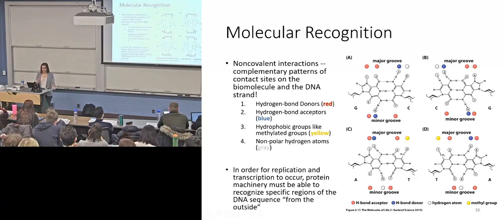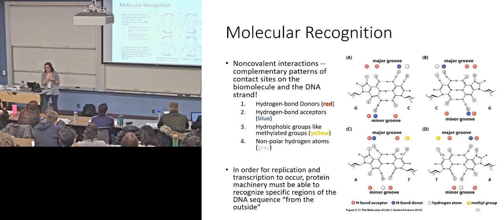So in order for replication and transcription to occur, protein machinery, these big complexes, RNA polymerase and whatnot, have to be able to recognize a specific region of DNA in order to bind. And that's based exclusively on whatever this pattern of sites is. Okay? And again, this from the outside is kind of how the book calls it. And again, this pattern needs to be in the minor and major groove so that it'll be able to bind there.